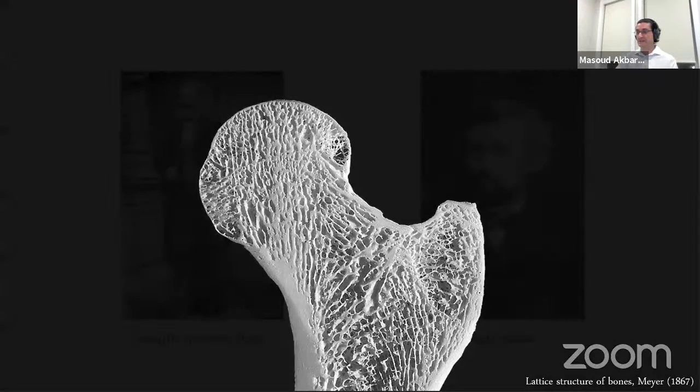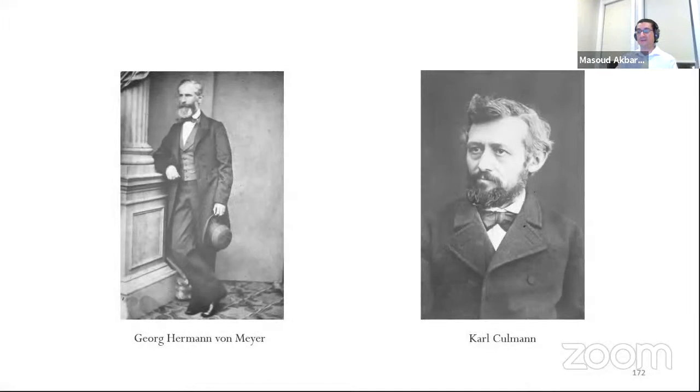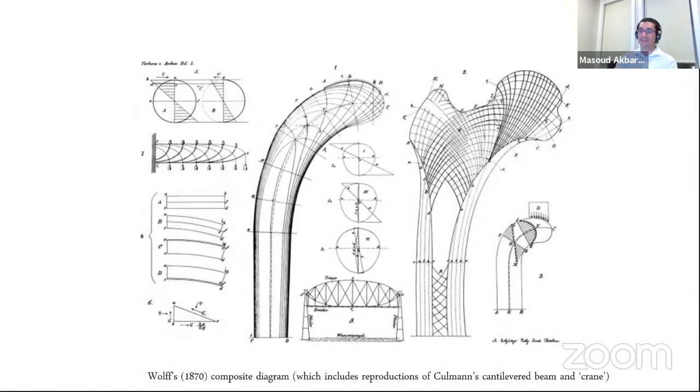light-weighted structures. But an interesting fact about George Hermann von Meyer, who was an anatomist and physician at Zurich University, and he was a contemporary of Carl Culmann, who was the first person who established the methods of graphic statics. Interestingly enough, von Meyer was influenced by Carl Culmann, and in fact, once he saw this drawing of the force flow in an internal cantilever beam on the left by Carl Culmann, he started to relate the existing structure of a bone to the external forces and distribution of that.